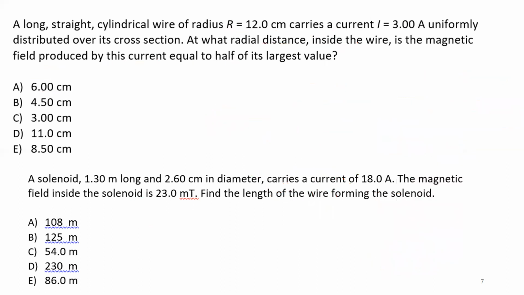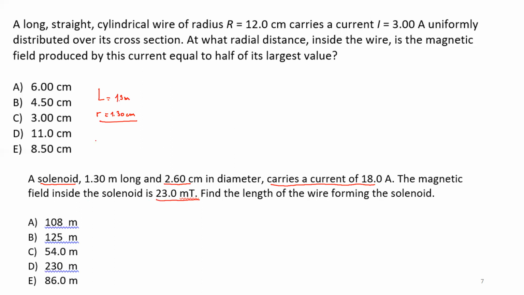So the next question is very important. I have a solenoid and I give you the length of the solenoid. So the length of the solenoid, let me call it capital L. L is equal to 1.3 meters. And I give you the diameter of the solenoid. So you know that the radius of the solenoid is just 1.3 centimeters. So it carries a current of 18 amps. And the magnetic field inside the solenoid is 23 millitesla.